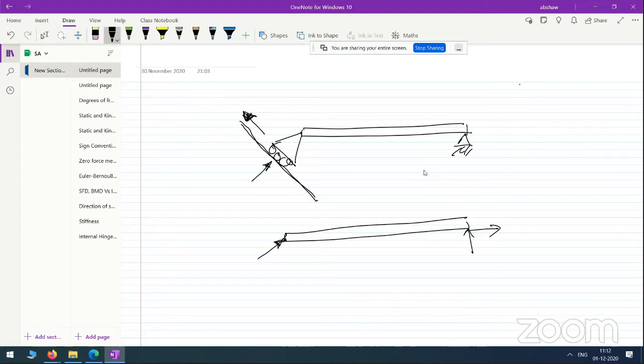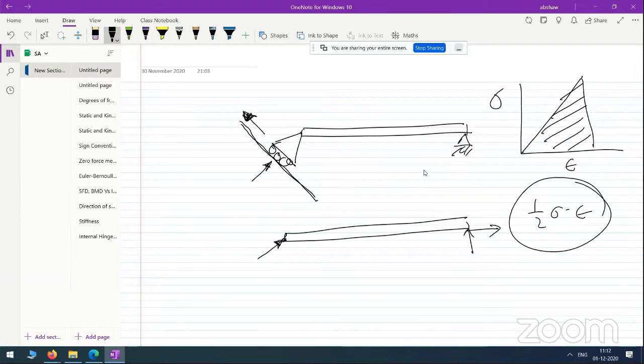So if you draw the stress-strain relation for a linear elastic material, this is the relation between stress and strain, and the energy density you get is the area of this triangle. So this will be half into sigma into epsilon. This is your energy density. Now this energy density will be multiplied with the volume to get the total energy. That's why this half comes here.